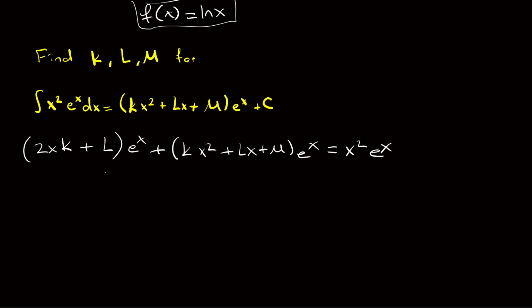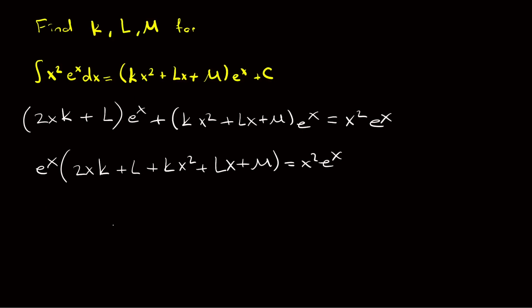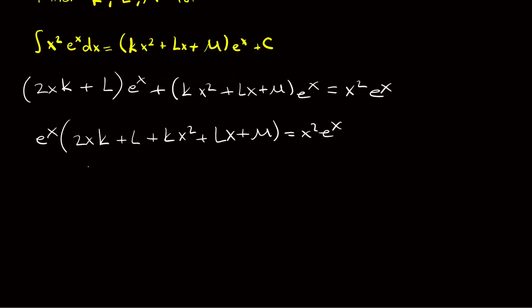Now we need to solve this equation. I have e^x as a common factor here, so this will be 2kx + L + kx² + Lx + M is equal to x². Of course, this part will be equal to x squared, but it's not easy to see.